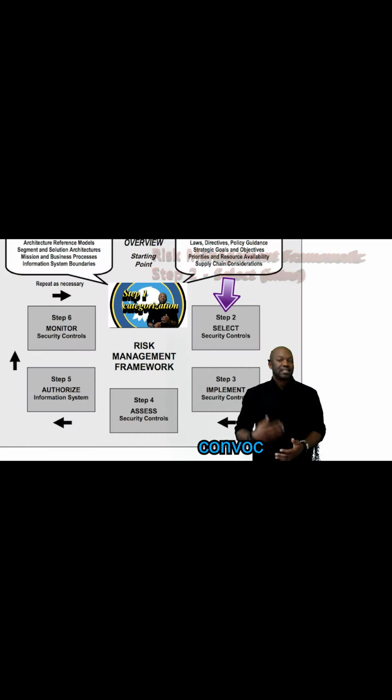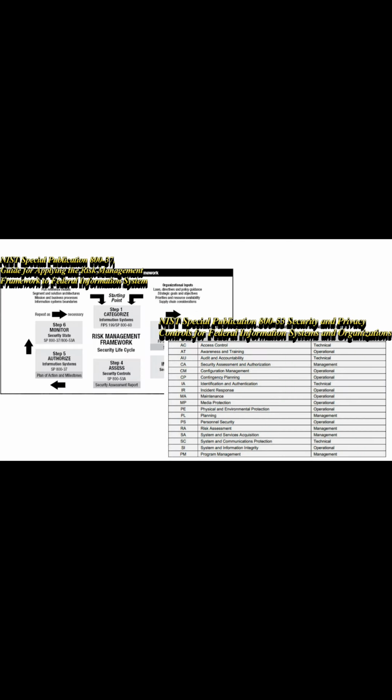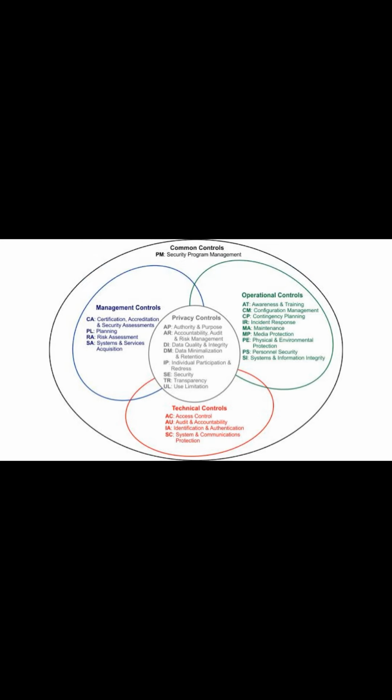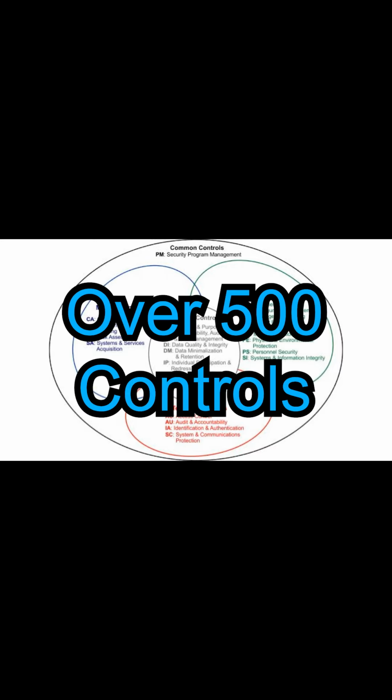Introduction into selecting security controls. The next step after categorization is selecting the controls. Let's take a look at all the families that we have of controls. We've got technical controls, management controls, operational controls, lots and lots of different controls. As a matter of fact, we have over 500 controls in total.